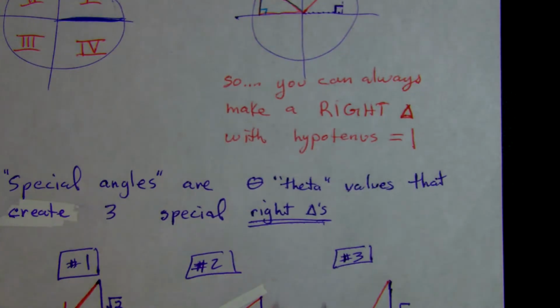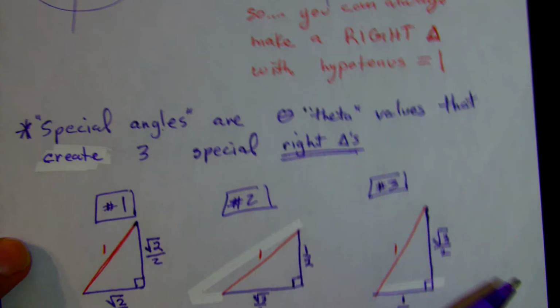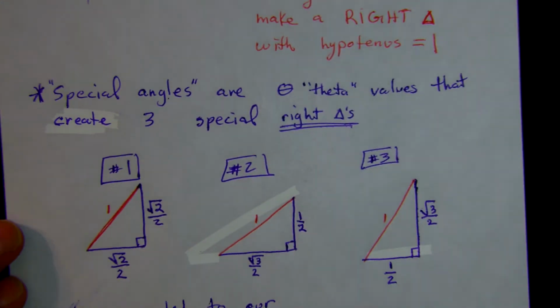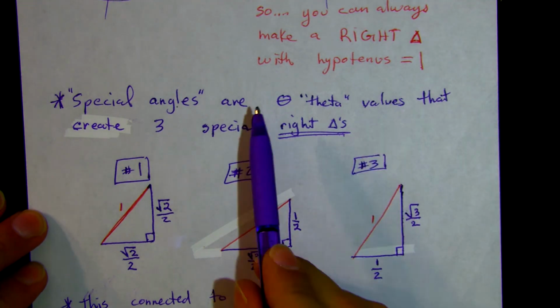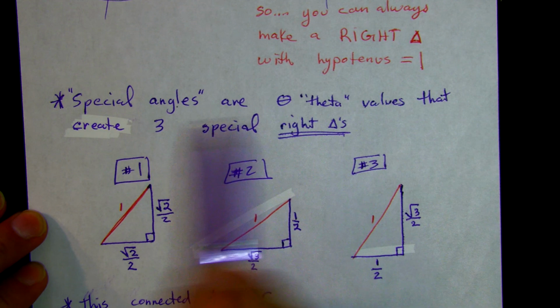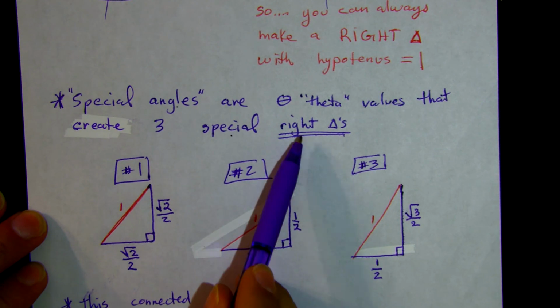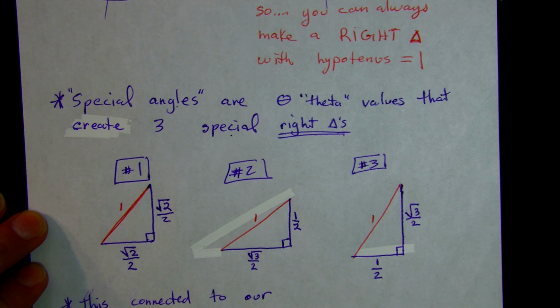So, special angles. These special angles are the ones I just showed. They're theta values that create these 3 special right triangles. Okay. These special right triangles are going to fit, and I'll show you because I have a good exercise next. They're going to fit into the unit circle in very specific places. And where they fit tells you what the coordinate is going to be.